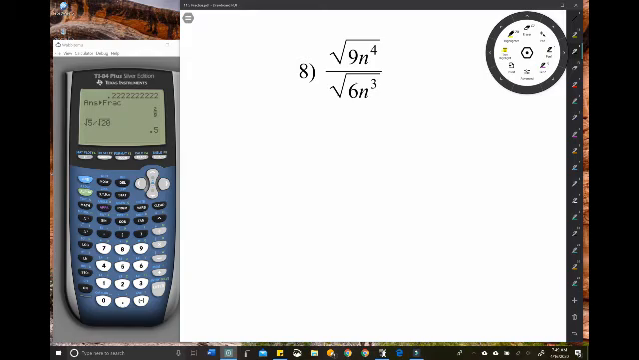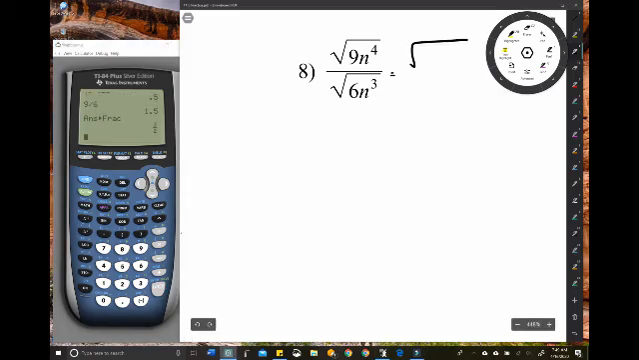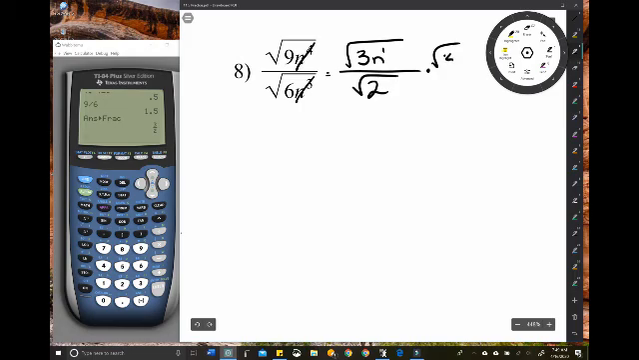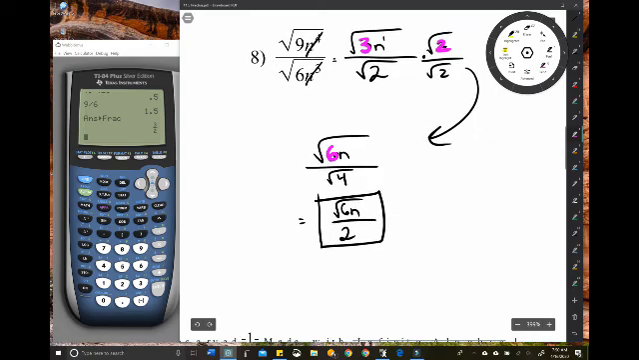Divide first. So let's try and divide first. 9 over 6 is 3 halves, so root of 3n all over root of 2. n to the third over n to the fourth is just n to the first. Multiplied by root of 2 over root of 2, so root of 6n all over root of 4, which makes it root of 6n all over 2. 3 times 2 gets you the 6.